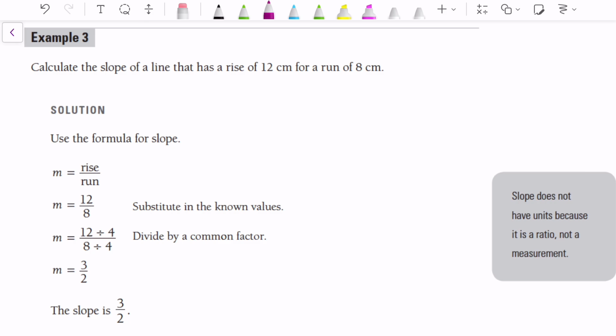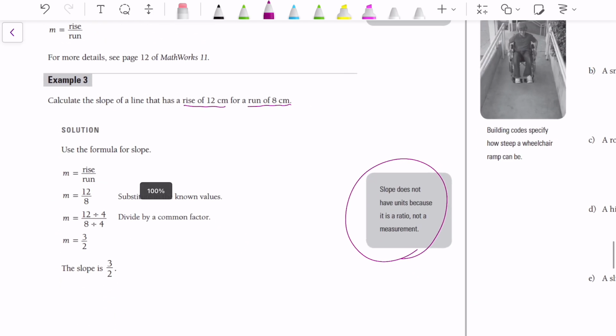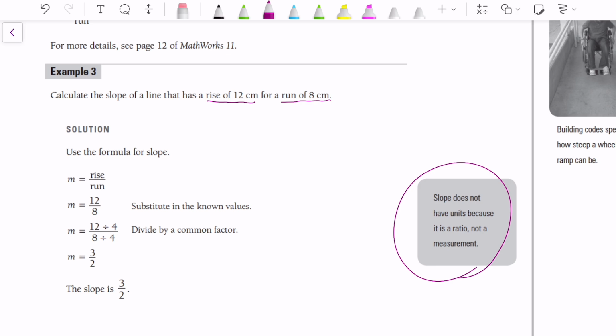All right, so the slope of a line has a rise of 12 and a run of 8. Well, we know that the formula is rise over run. We know that it has to be reduced fully. So rise is 12, that goes on the top, and we're dividing by the run, which is 8. 12 divided by 8 can't happen, so we need to just reduce, and we get m is equal to 3 over 2. Remember, slope does not have units because it is a ratio, not a measurement. It is sort of a measurement, but for the sake of this, it's not. It's a ratio.